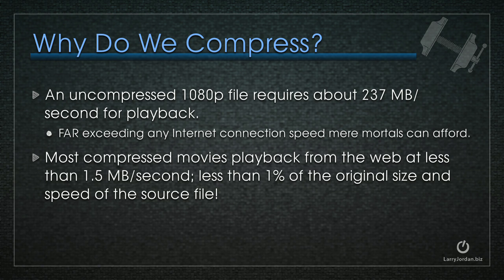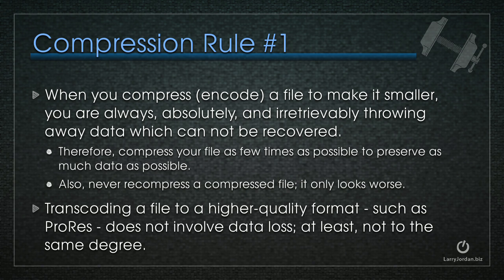The reason that we compress our files is that an uncompressed 1080p file requires about 237 megabytes per second for playback. Now, this far exceeds any internet connection speed that mere mortals can afford. In fact, most compressed movies play back from the web at less than 1.5 megabytes per second. That's less than 1% of the original size and speed of the source file. Which brings me to compression rule number 1.